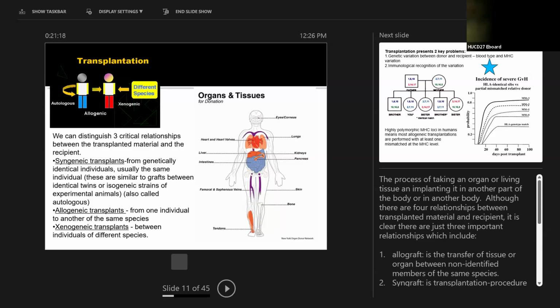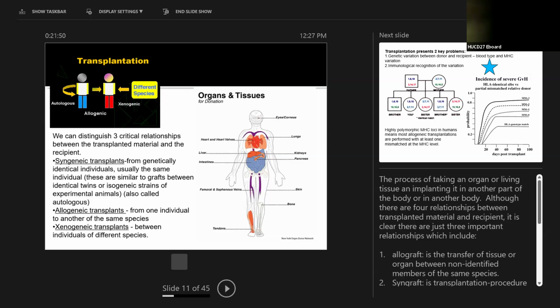Transplantation relationships. When we're talking about syngeneic transplants, we're talking about taking it from a genetically identical individual, usually the same individual, right? These are similar to grafts between identical twins or isogenic strains of experimental animals. We also can call this autologous. This is the same defining principle in terms of transplantations.